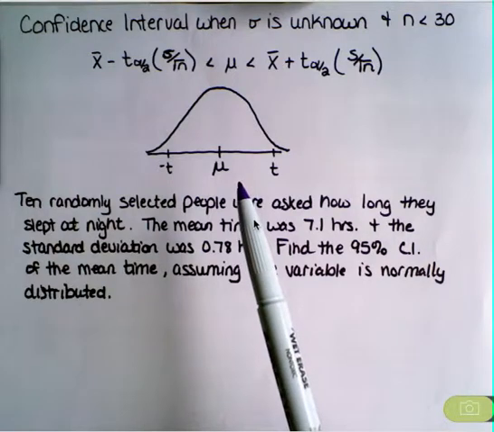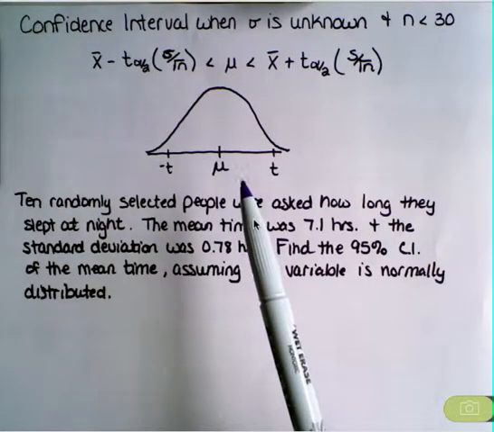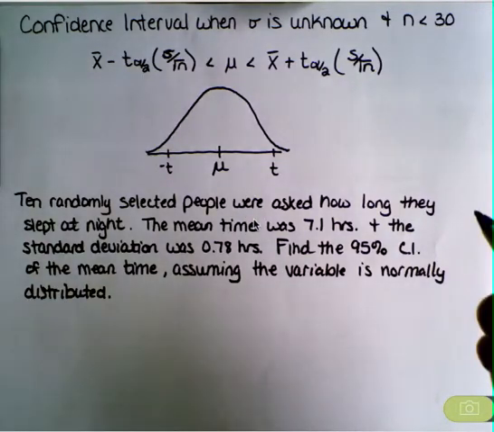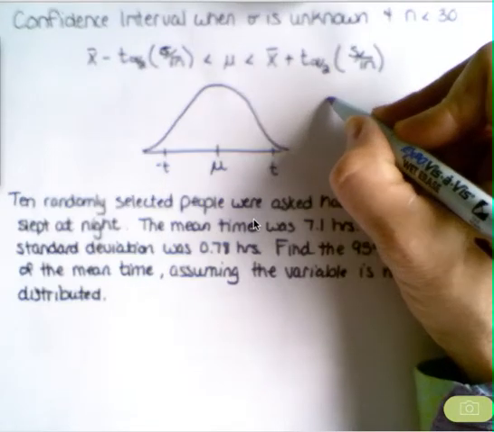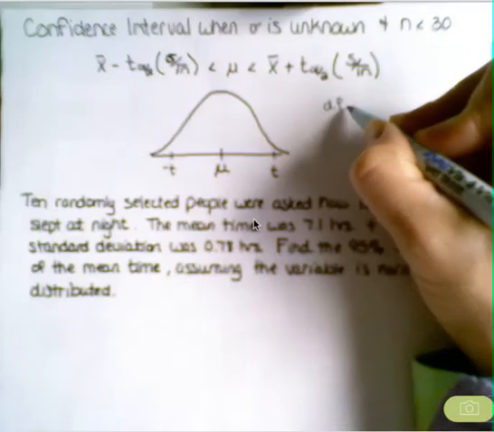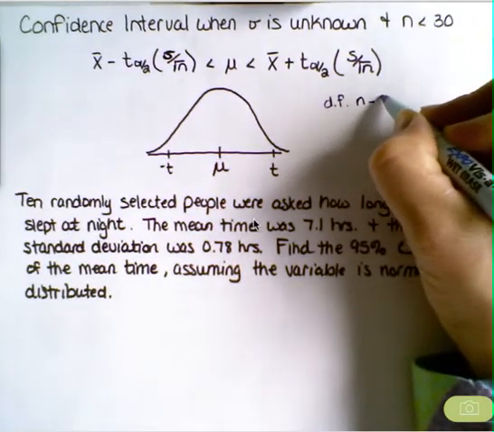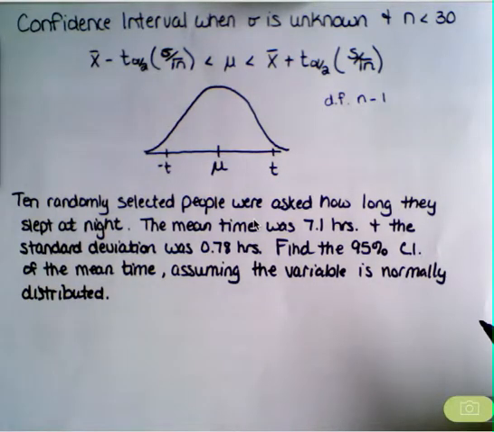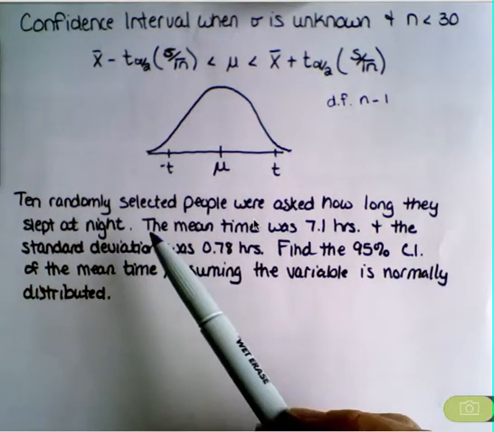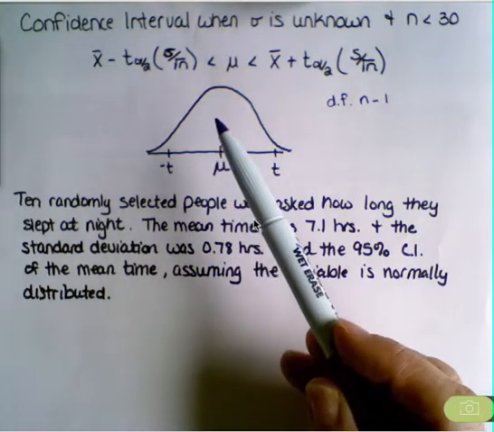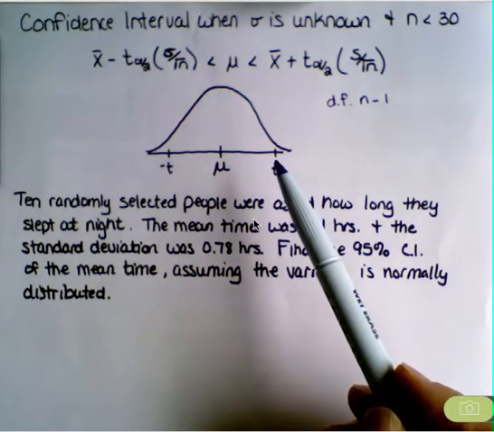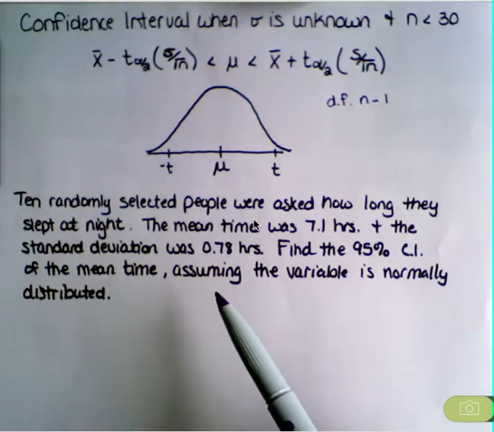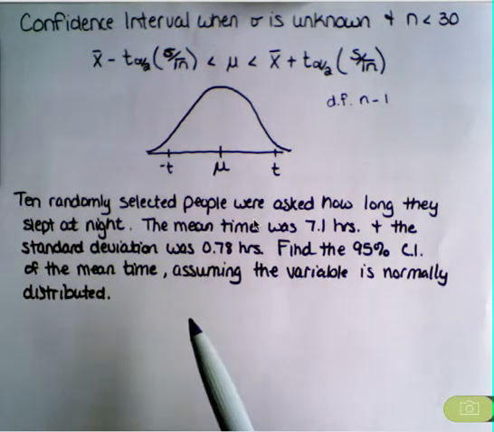And remember, we talked about how the t-distribution is the same as a normal distribution. However, it's been adjusted. It's a family of curves that are represented by a degree of freedom. The degree of freedom is the sample size minus 1. So if the sample size was 10, the degree of freedom would be 9, which would tell us which t-distribution to use. I'll point that out a little more as we work through the problem.